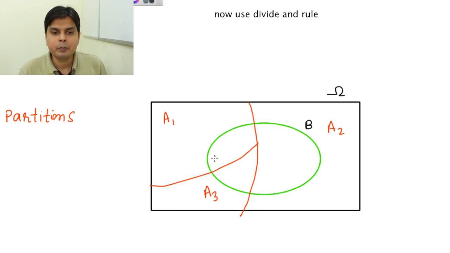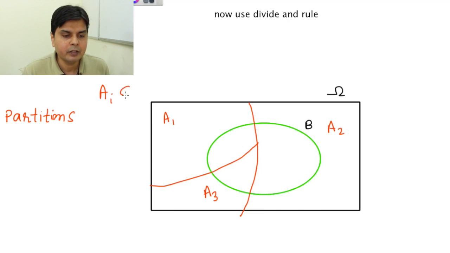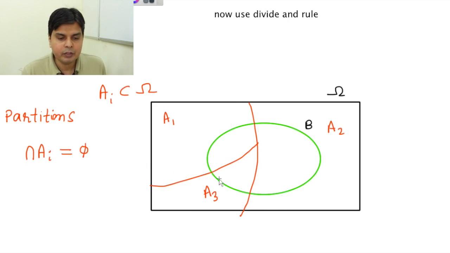So what are the properties of these partitions? Number one, these are basically nothing but events. They are subsets; all the Ai are subsets of omega. Another thing is that none of the Ai are overlapping. That is, the intersection of the Ai is the null set; all the Ai are disjoint. A1 is disjoint with A2, A2 is disjoint with A3. Suppose you take A1 intersection A2, that will be phi; A1 intersection A3, that will be phi. So all the Ai are disjoint.